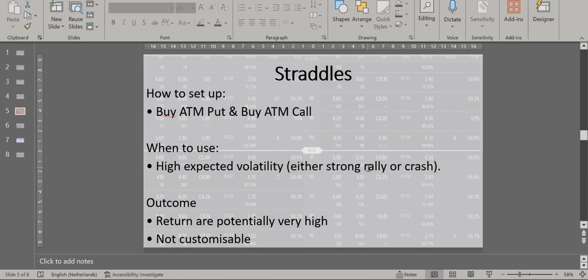Another feature of this strategy is that you cannot customize it, because you have to buy the ATM, the at the money put and call. So there is no way to set up this trade differently. You have to buy the ATM, all right? And so this is the way to do it.